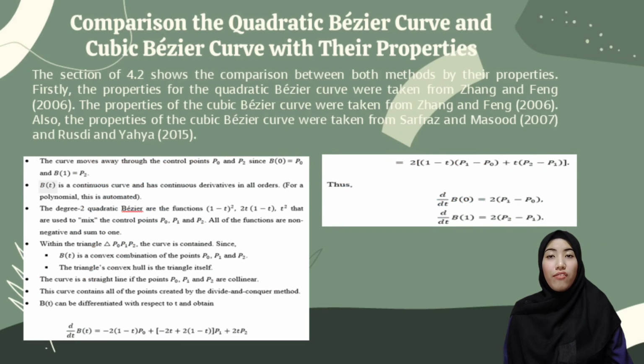Thus, section 4.2 shows the comparison between both methods by their properties. Firstly, the properties of the quadratic Bezier curve were taken from Zhang and Feng 2006. The properties of the cubic Bezier curve were taken from Zhang and Feng 2006, and also from Sarfraz and Masoud 2007 and Rusli and Yahya 2015.